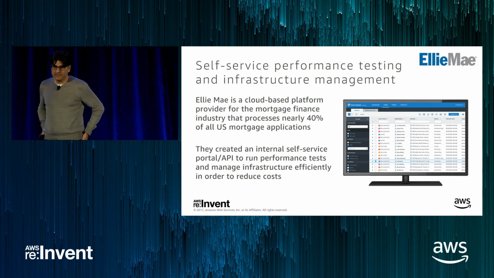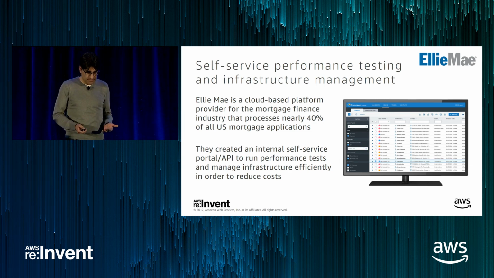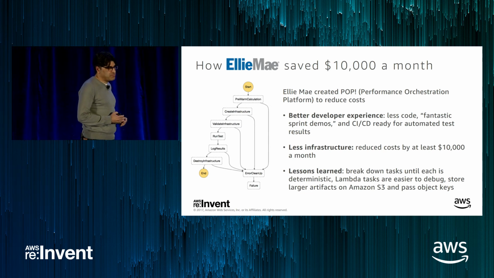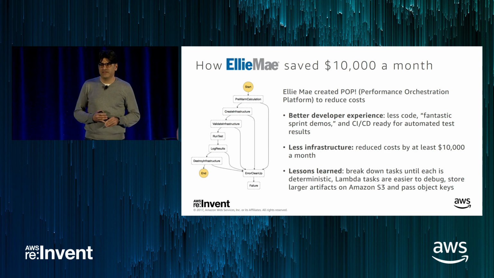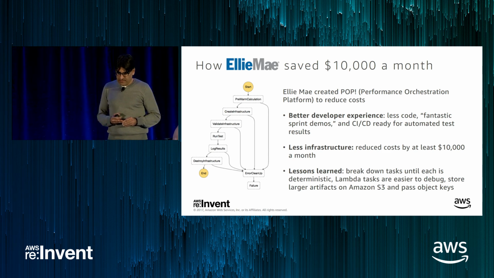They created an internal self-service API to run performance tests on their application development and managed infrastructure in order to reduce costs. They created something they call POP, the Performance Orchestration Platform. They saved nearly $10,000 a month doing so. And their approach is Step Functions.